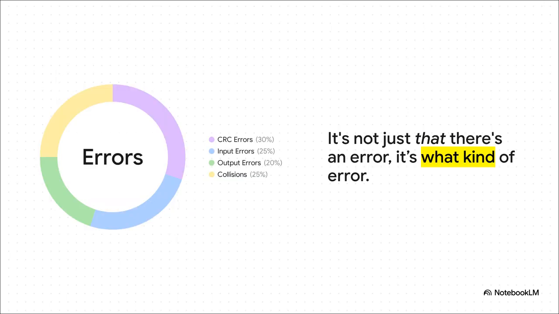But it gets way more detailed. See, it's not enough to know that something's wrong. You need to know what kind of wrong it is. Are you seeing CRC errors, which point to data corruption? Or maybe a ton of collisions, hinting at congestion? Each type of error tells a completely different story.